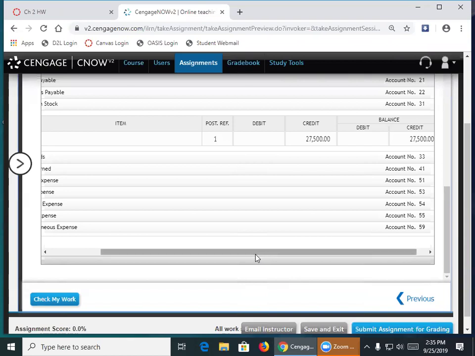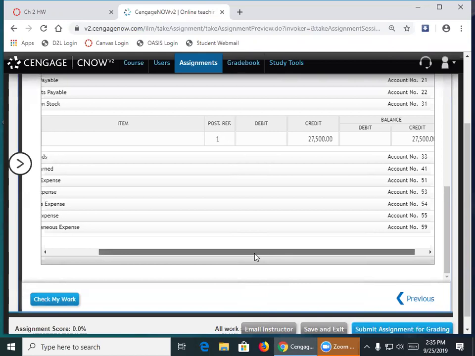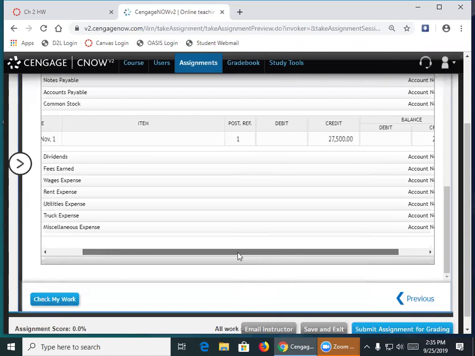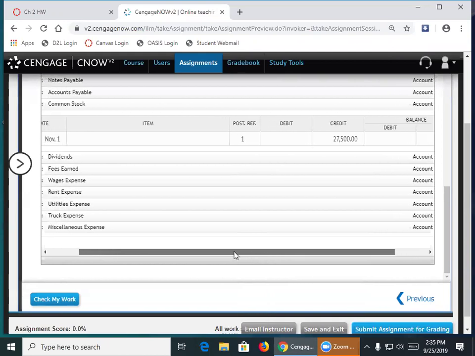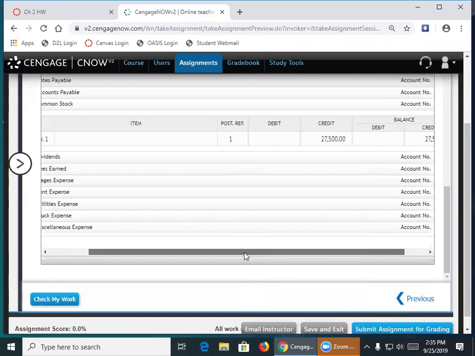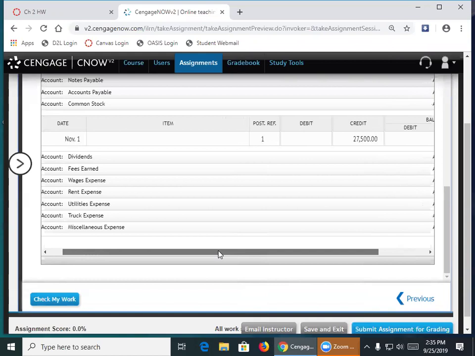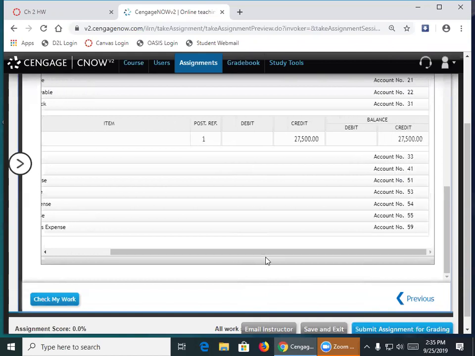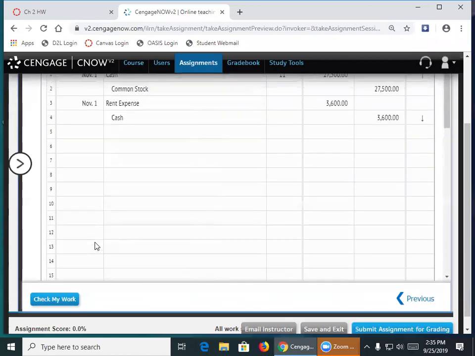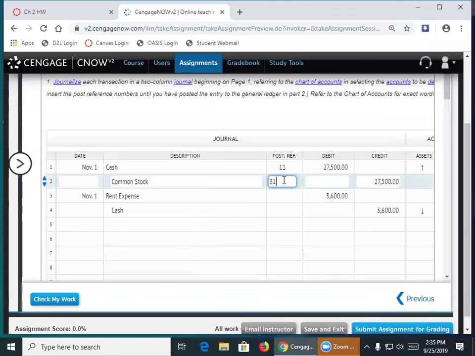So we've got our cash done, right? Uh-huh. And so the next one in our ledger would be common stock. So we would go to the common stock page and credit it on the common stock ledger. Yep. Okay. You got it. And then common stock is account 31. So I would just make sure to put that in as my post reference on my journal.